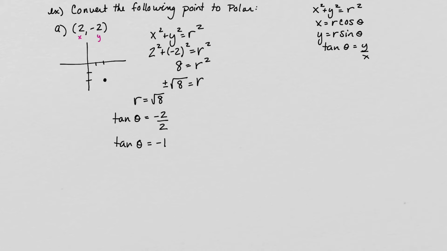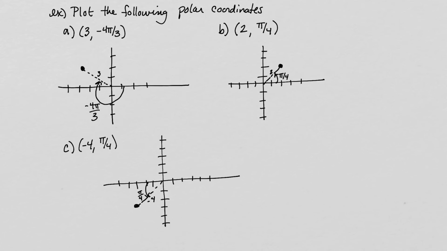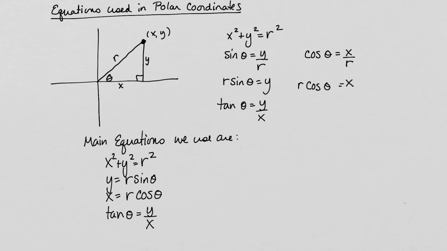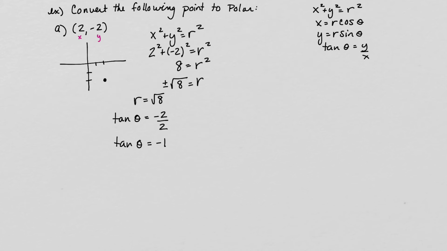I'm using tangent because, if you go back to where we came from, the equation came from here. If you're asking why I picked the tangent rather than the other ones, I picked the tangent because I'm trying to find theta, and this tangent equation only has a theta in it, so I don't have to worry about the r.